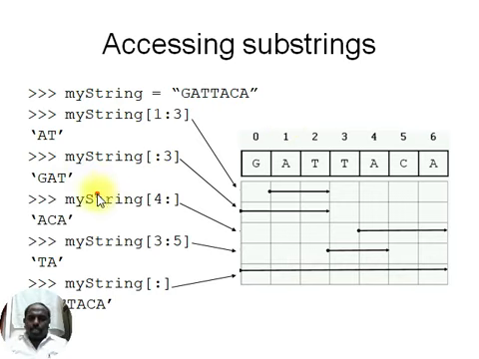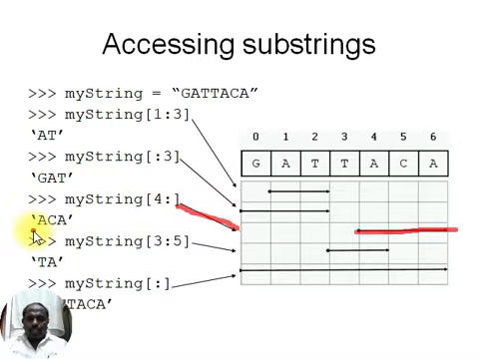Next, here I did not put a starting value, but I put the end value 3. It means that if I don't put the starting value, it will by default take index 0. What is the starting value here? G. Here you see the underline. So GAT will be the output. Next, in my string I put starting value 4 but did not put an end value. So it will by default take up to the end character. Check here.